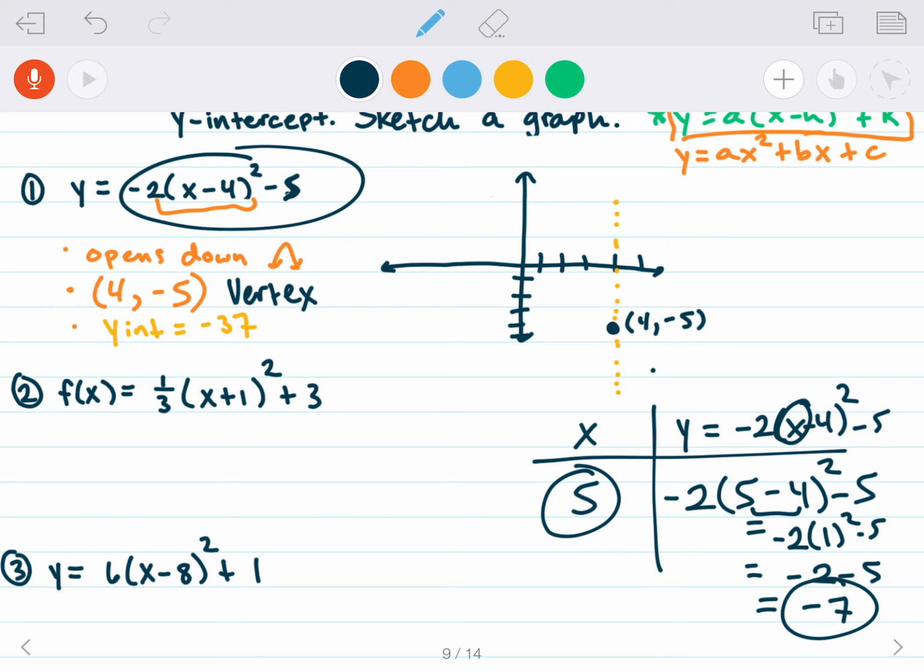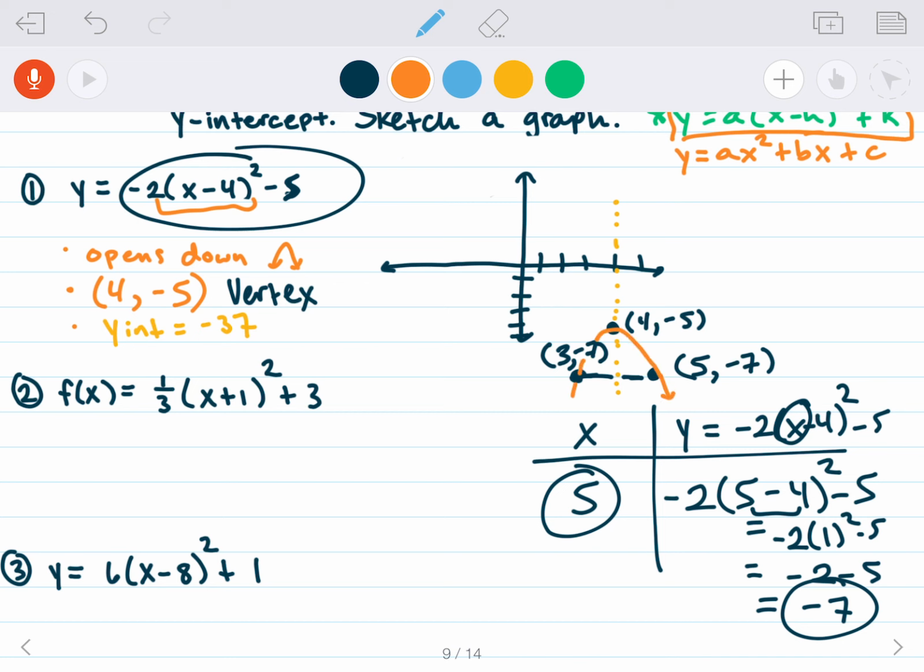And I can just do a really rough sketch here and say, that's 5, negative 7. What's cool is that I can reflect this across and make another point right here. This was 1 away from 4, so this is going to be 1 away in the other direction. So 4 minus 1 is 3, and it's going to be at the same height, which is negative 7. And then you just connect the dots, and you get this beautiful picture.